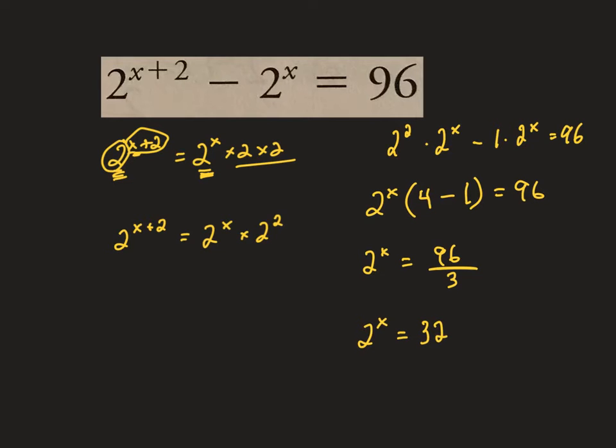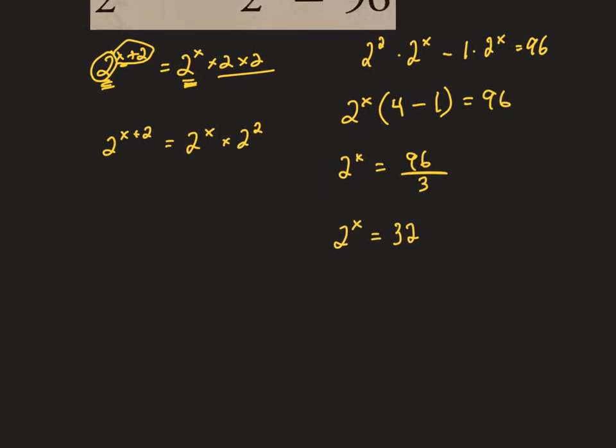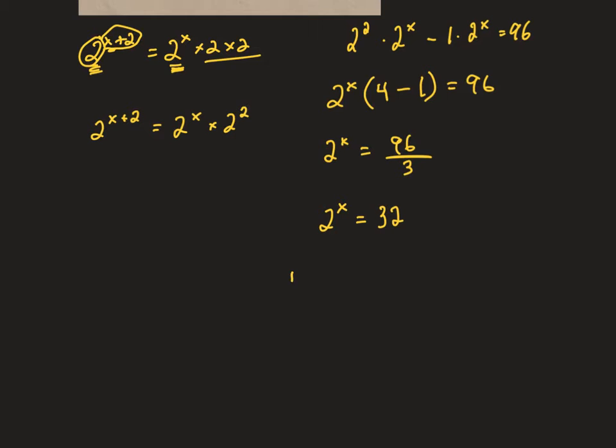Now I already know the answer because 32 is perfect. 2, 4, 8, 16, 32. It's equal to 5. But let's say we didn't know that. We can go on and say the log base 2 of 2 to the x equals the log base 2 of 32. And log base 2 and 2 to the something are inverses of each other, so that's just equal to x. X equals log base 2 of 32.